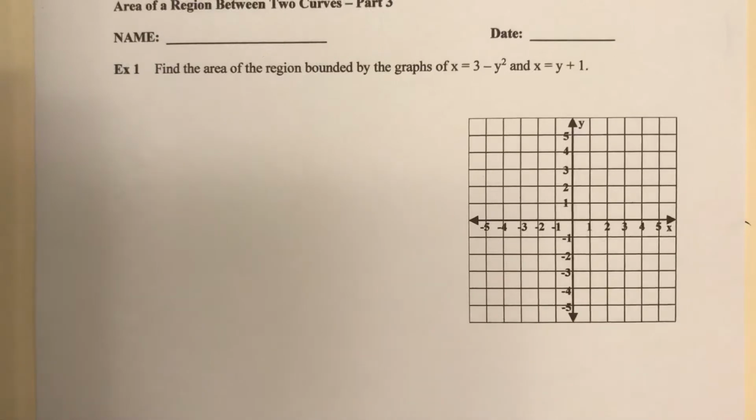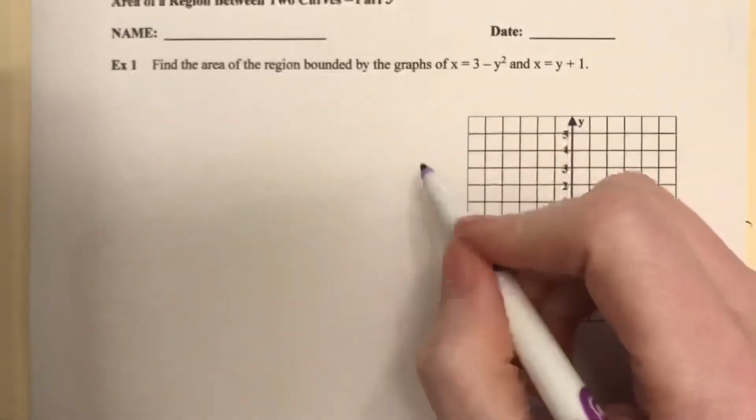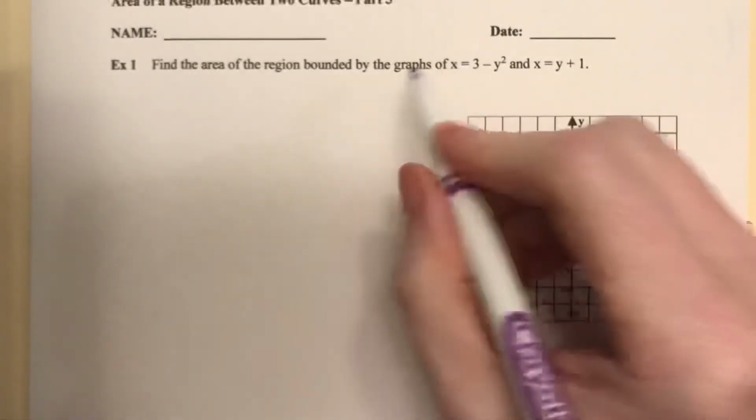We have to find the area of the region bounded by the graphs of x equals 3 minus y squared and x equals y plus 1. So this one's a little different because normally we're given y equals, and this time we're given x equals. So before I do anything, I'm going to solve these for y so I can use my calculator to show me what the graph's going to look like.